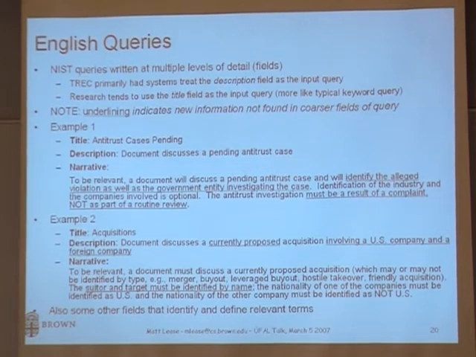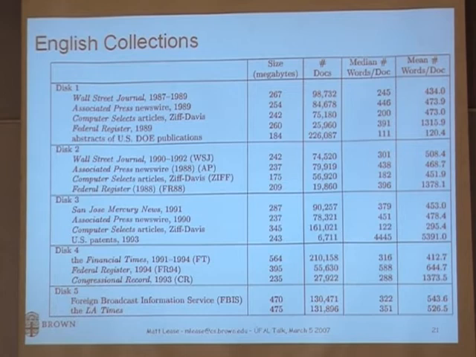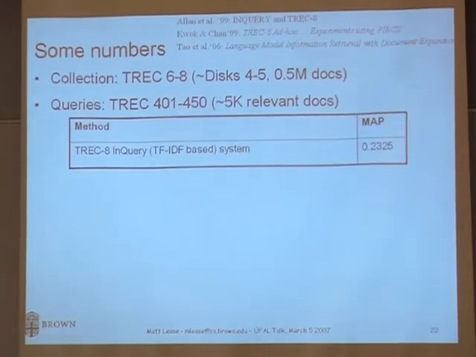There's even a few other fields I haven't shown. In terms of collections, this is what's standardly been used for English. These collections each tend to be about 100 or 200,000 words. Documents tend to run about 200 or 300 words in length. And the numbers I'm going to show for results are over these disks 4 and 5, which is what was done in the TREC 6, 7, and 8 evaluations. So these three TREC evaluations used this collection of documents that was about 500,000 words altogether. I'm sorry, 500,000 documents. And they ran on 50 queries.